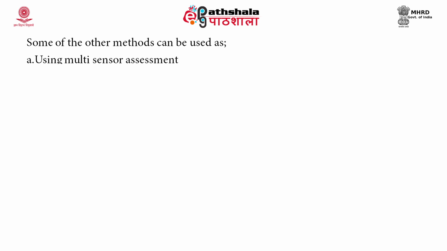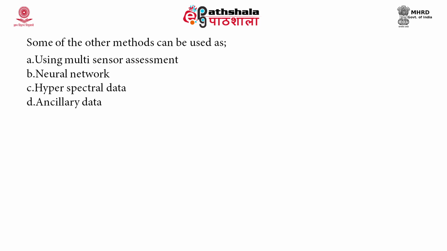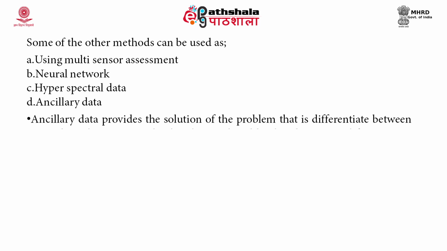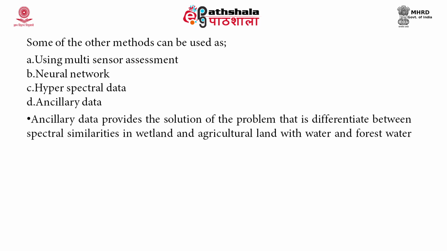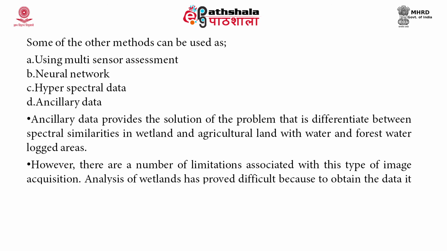Some of the other methods that can be used are multi-sensor assessment, neural networks, hyperspectral data and ancillary data. Ancillary data provides a solution to the problem of differentiating between spectral similarities in wetlands and agricultural land with water, and forest waterlogged areas.